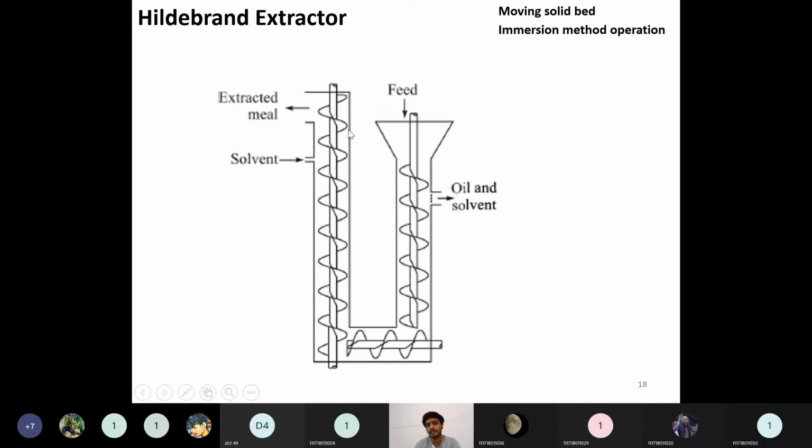Then the next one is the Hildebrand extractor. In this extractor, if you can see, this is also a moving extractor. The solids will be fed at the right side, through this screw conveyor. You might have seen this type of screw conveyor in mechanical unit operations. As soon as the solids are fed inside, they will be carried through this screw conveyor to the other section on the left side. The solids inside will be immersed by the solvent.